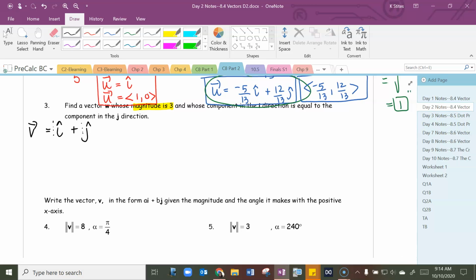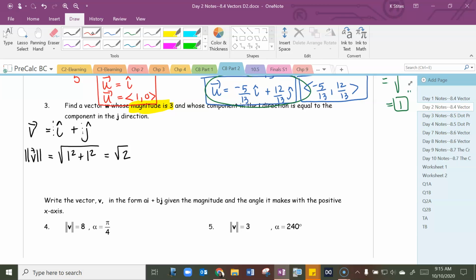Now, this is not the vector I want because this is not going to have a magnitude of 3. The vector we're looking for, W, has a magnitude of 3. Look, I'll prove it to you. I do the magnitude of the vector that I just found. That would be the square root of 1 squared plus 1 squared, which is root 2. So the vector that I just created has a magnitude of root 2. I want my magnitude to be 3. But we can use this.